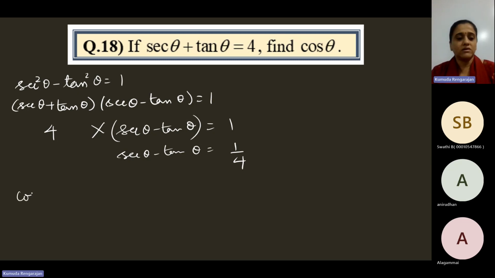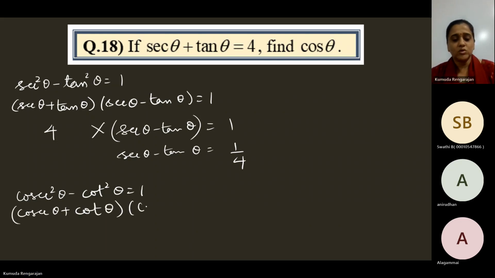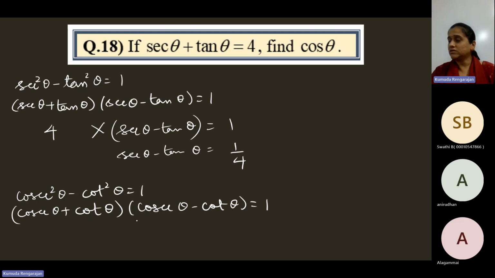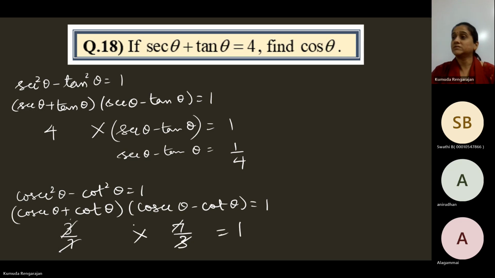Same thing for cosecant square theta minus cot square theta. This is also 1. So (cosecant theta plus cot theta) into (cosecant theta minus cot theta) is 1. The product of cosecant theta plus cot theta and cosecant theta minus cot theta is 1. So if this value, supposing, is 3/7, then this value will be 7/3. Then only the product can be 1, no? So remember this.